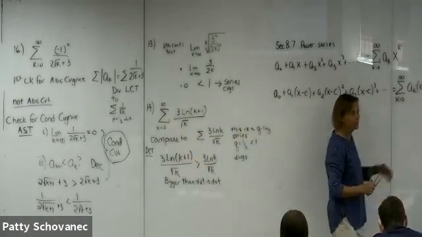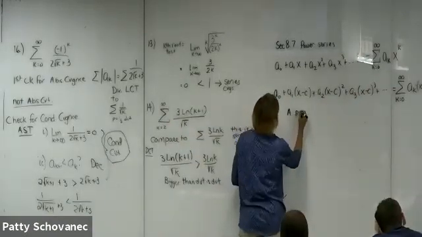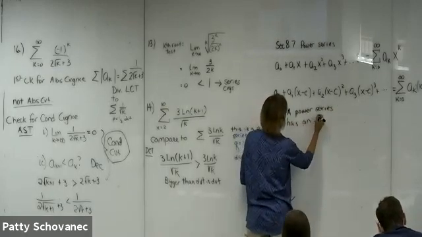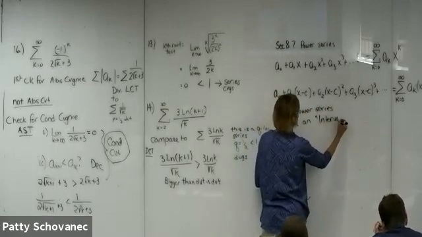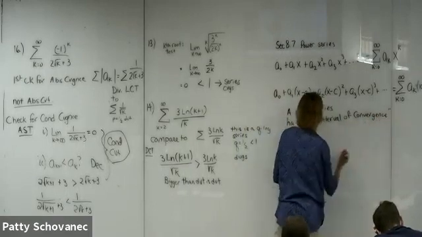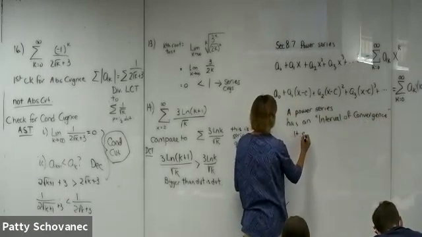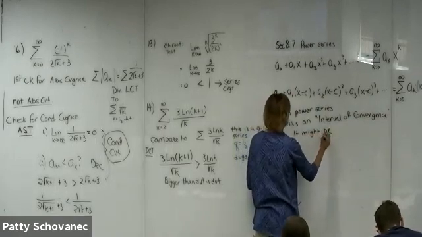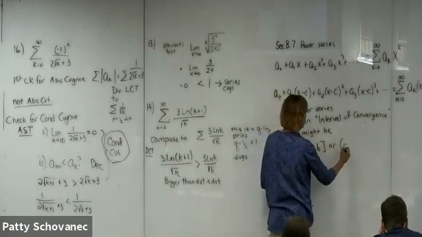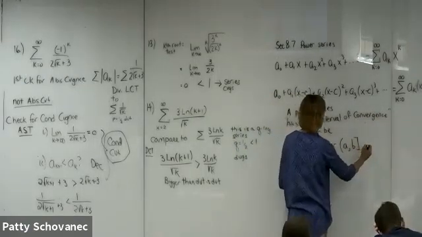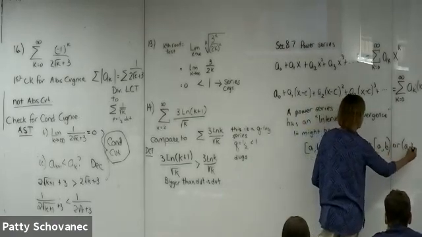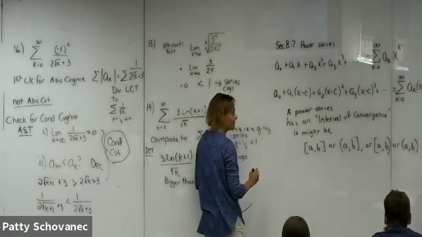X is equal to C. So a power series has an interval of convergence, and the interval might be something like that, or that, or that, or that. Open, closed, or half open, half closed.